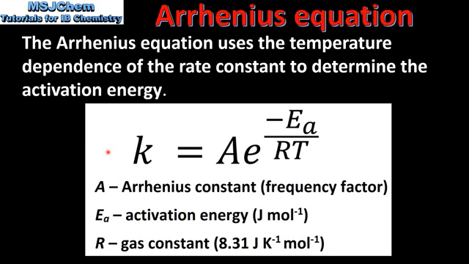Here we have the Arrhenius equation, which can be found in the data booklet. k is the rate constant, A is the Arrhenius constant, which is also called the frequency factor, Ea is the activation energy, and R is the universal gas constant. We also have T, which is the temperature in Kelvin, and e, which is the base of the natural log.